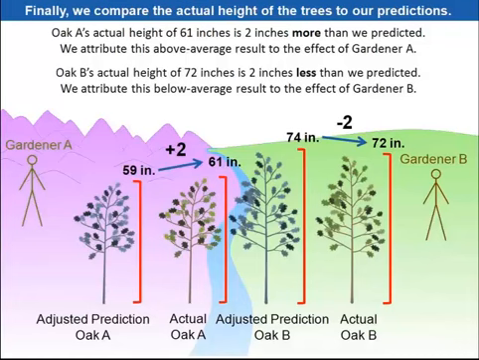When we compare the actual height of the trees to our predictions, we find that oak tree A's actual height of 61 inches is 2 inches more than we predicted. We attribute this above-average result to the effect of gardener A. Oak B's actual height of 72 inches is 2 inches less than we predicted. We attribute this below-average result to the effect of gardener B.